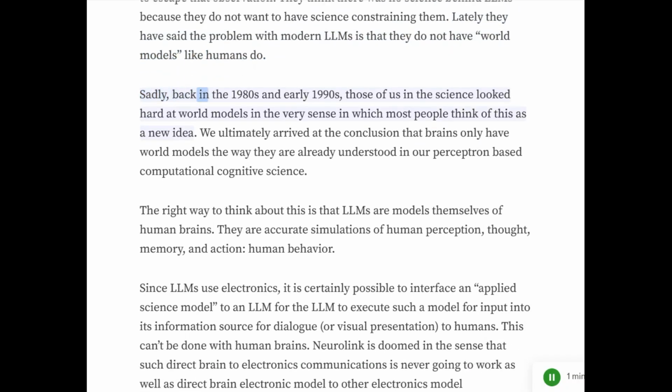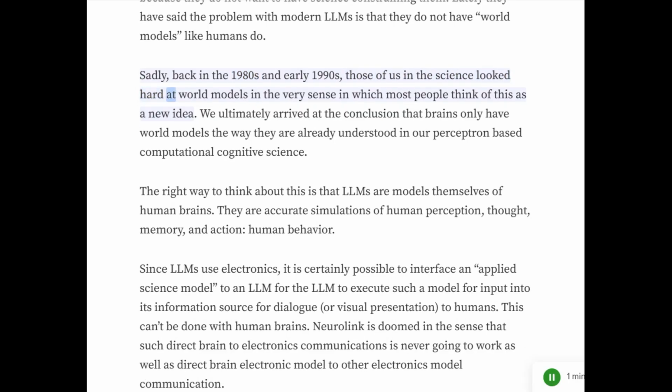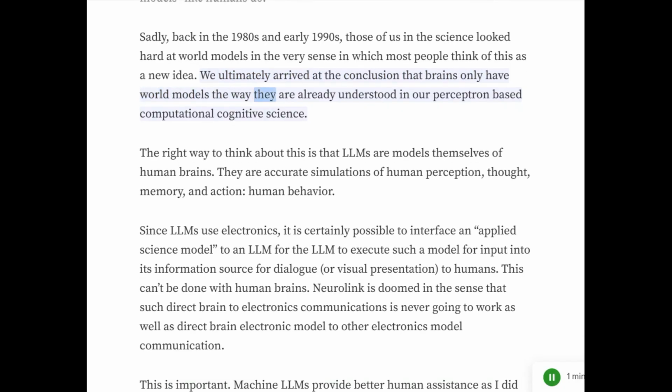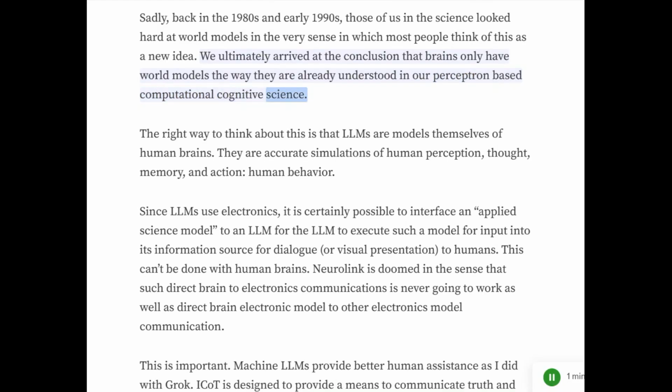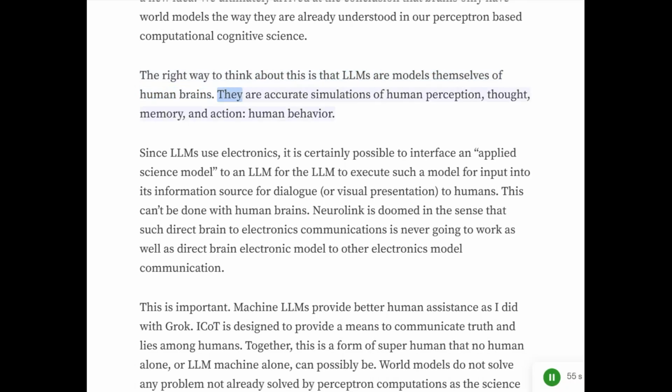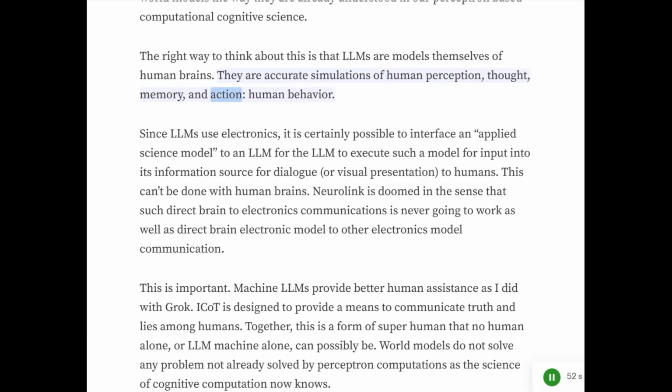Sadly, back in the 1980s and early 1990s, those of us in the science looked hard at world models in the very sense in which most people think of this as a new idea. We ultimately arrived at the conclusion that brains only have world models the way they are already understood in our perceptron-based computational cognitive science. The right way to think about this is that LLMs are models themselves of human brains. They're accurate simulations of human perception, thought, memory, and action, human behavior.